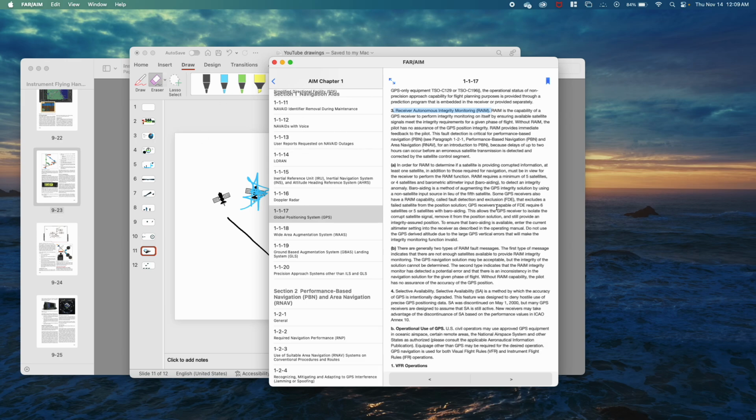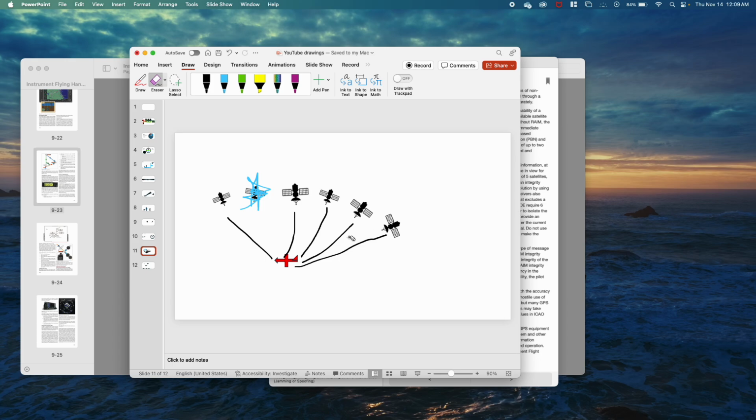If you read a little bit more, it mentions something about baro aiding. What baro aiding means is your GPS receiver in your aircraft is taking data from an altimeter, or has its own altimeter, to get vertical navigation. So in that case, to get RAIM, you only need 4 instead of 5, and to get FDE, you need 5 instead of 6 satellites. So it just chops everything down by 1.